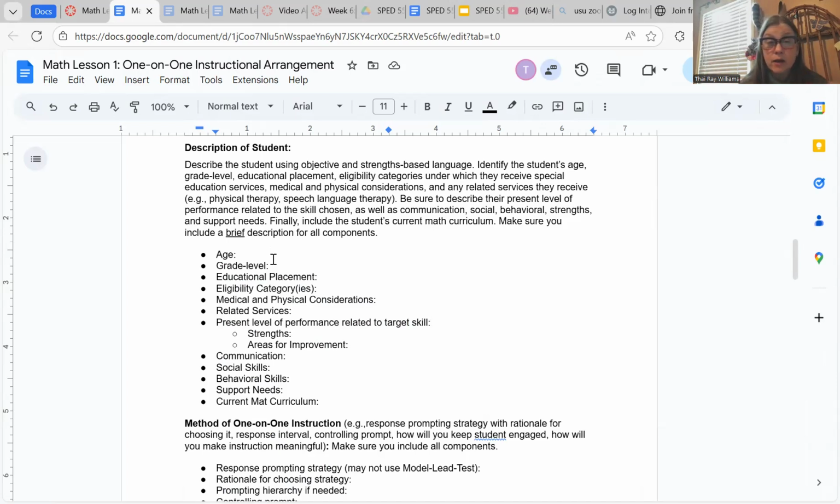So do they have a moderate intellectual disability? Do they have autism? Do they have multiple disabilities? If they have multiple disabilities, what are those multiple disabilities? Do they have any medical or physical considerations that you need to look at when you're planning? For example, is it a student who has perhaps a cortical visual impairment? So you need to make sure that you place their work on a yellow background, for example. Is it a student who has limited range of motion in their upper extremities or in their neck?